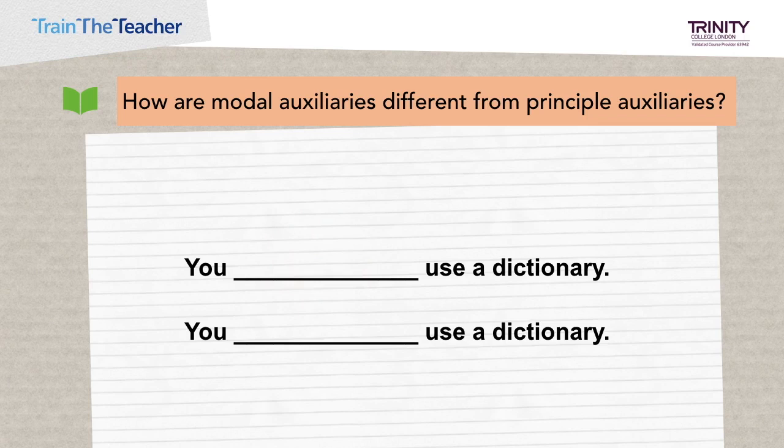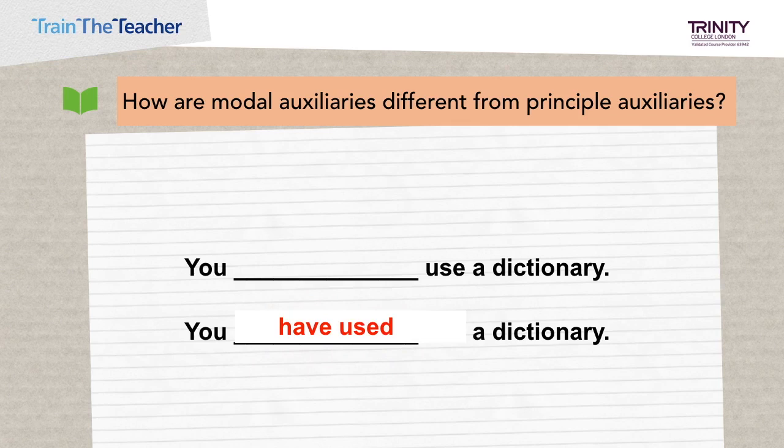By contrast, if we use a principal auxiliary, do, be, or have, we can use it for emphasis, you do use a dictionary; forming a negative, you don't use a dictionary; or to mark tense, such as the present continuous here, or the present perfect simple here.